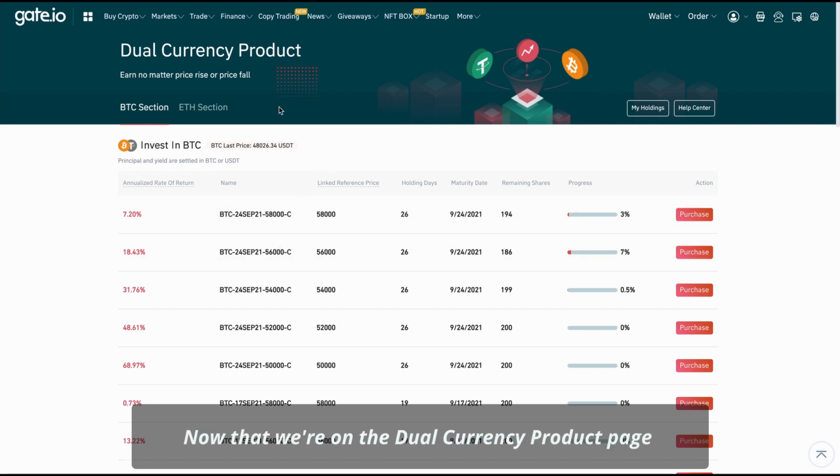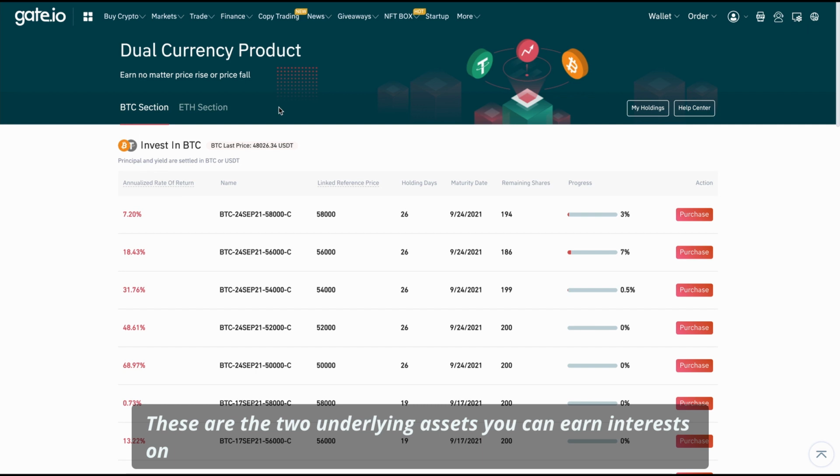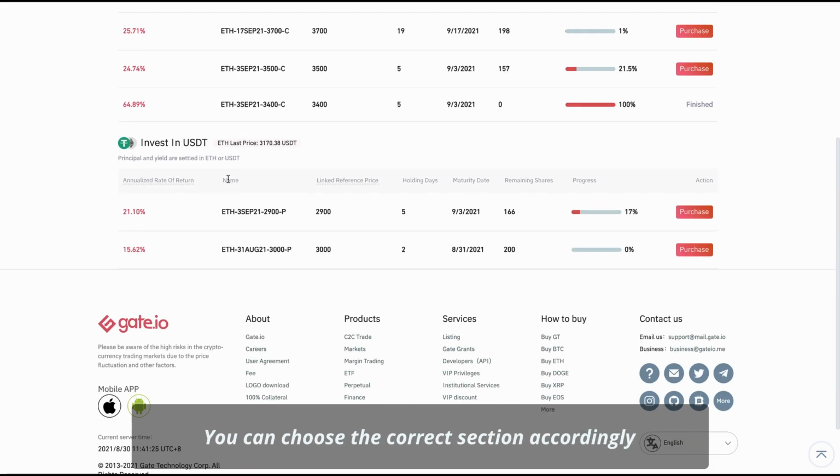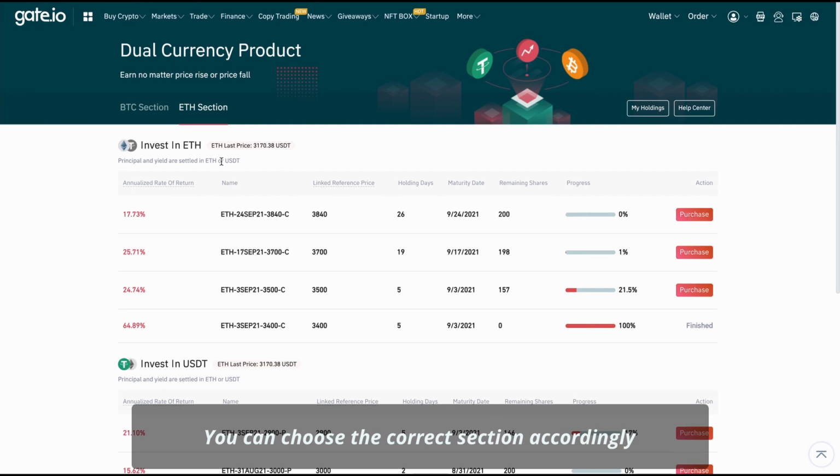Now that we're on the dual currency product page, there are several key components I need to elaborate on. At the top, we can see there is a BTC section as well as an ETH section. What this essentially means is that these are the two underlying assets that you can earn interest on. Depending on whichever asset that you hold, you can choose the correct section accordingly.